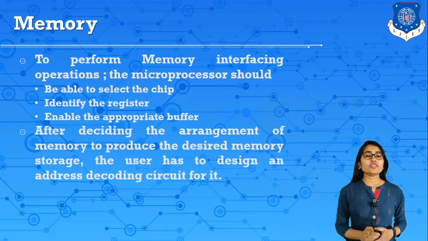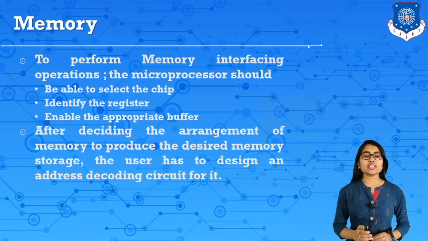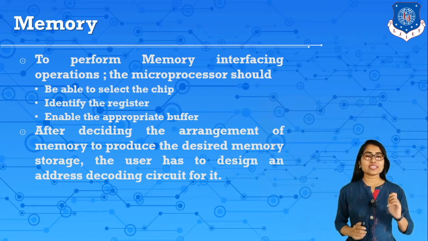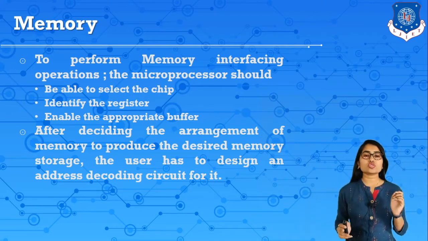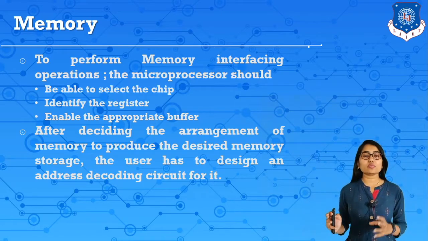After deciding the arrangement of memory to produce the desired memory storage, the user has to design an address decoding circuit for it. So after deciding the arrangement of memory for the desired memory storage, the user has to define an address for a particular memory location. This address can be defined through an address decoding circuit.